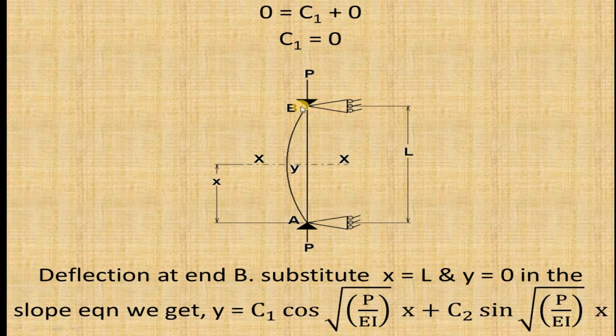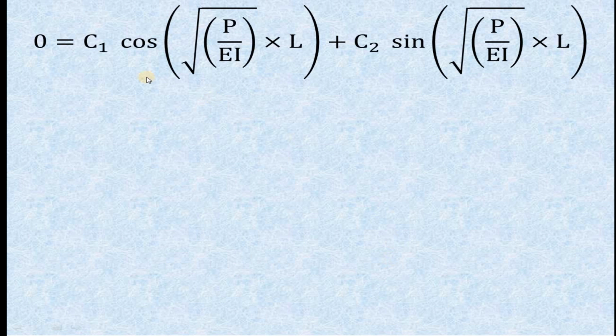And the length of the column at end B is L, that is x is equal to L. Therefore, we will substitute x is equal to L and y equal to 0 in the deflection equation. By substituting, this y will be replaced by 0 and this x will be replaced by L. So the next step will be 0 is equal to C1 cos square root of P by EI into L plus C2 sin square root of P by EI into L.